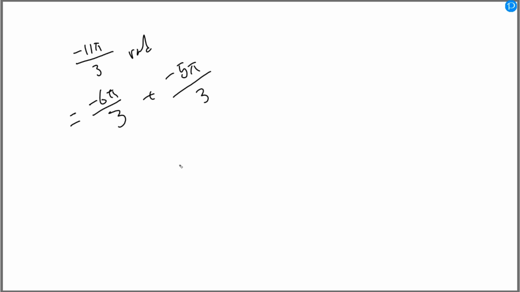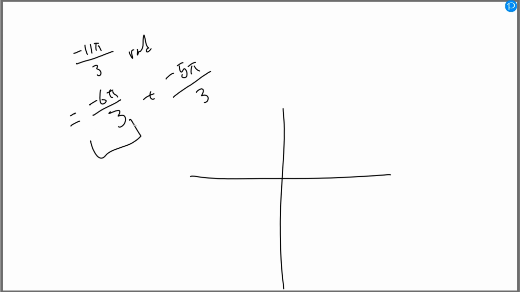So if we try and draw that, we can ignore this full rotation. And remember that this angle is negative, so we're going to go clockwise. Negative 5 pi by 3 is 1 pi by 3 away from another full rotation, so that's easier. We can go by that and draw it, say, here. So it looks something like this.